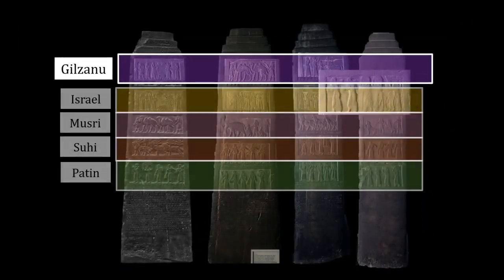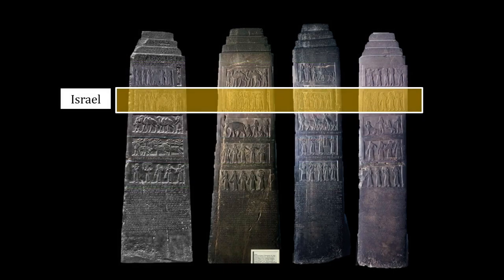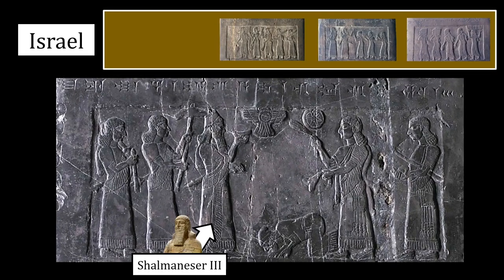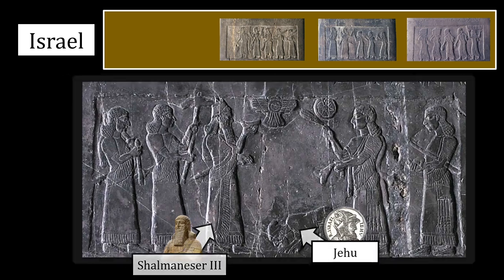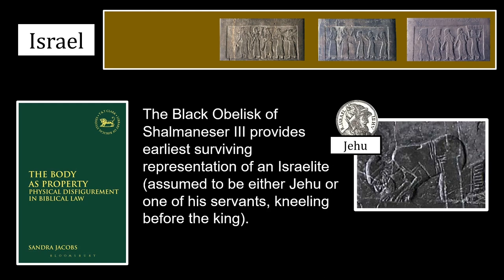Now, let's move on to the next row of panels, which is all about the tribute brought by Israel. And once again, the first panel displays Shalmaneser standing before the king of Israel, a man named Jehu, who is prostrating himself before the Assyrian king. Now, let's just take a moment to marvel at this image right here. As one author notes, the Black Obelisk of Shalmaneser III provides the earliest surviving representation of an Israelite, assumed to be either Jehu or one of his servants, kneeling before the king.